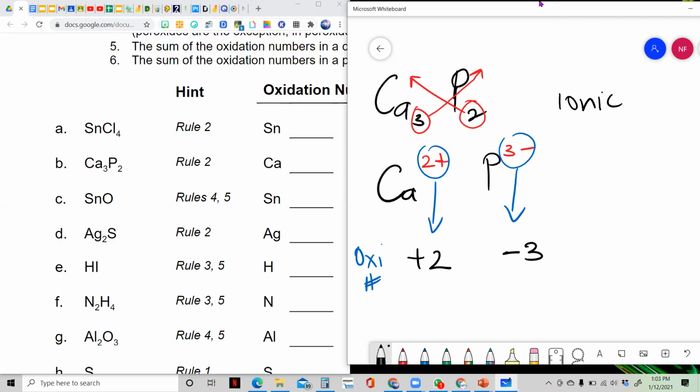When we want to see the bonding, we swap the charges. So if phosphorus has 3 as the charge and we swap it, it will be in the subscript of calcium. Likewise, calcium has 2 as the charge, so it swaps and is in the subscript of phosphorus. The metal is usually first, and metals are positive and usually become cations.